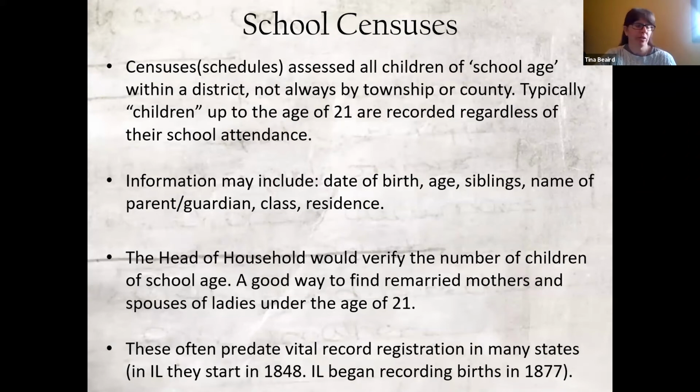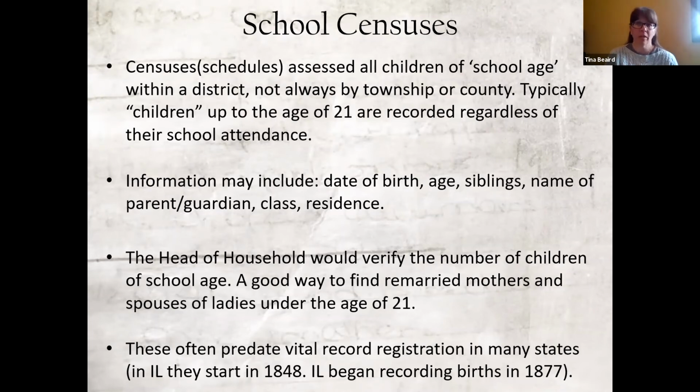So if you're doing research, like I do research in Nebraska and Kansas, they didn't start requiring birth certificates until 1910 and 1911, but I have school census records from the 1890s. So these can be a tremendous, useful tool for you in your research, if you can find them. They also recorded all school-aged children up to the age of 21. So even if you were long out of school and employed or married and already had children, you could still show up in a school census because you're under the age of 21.